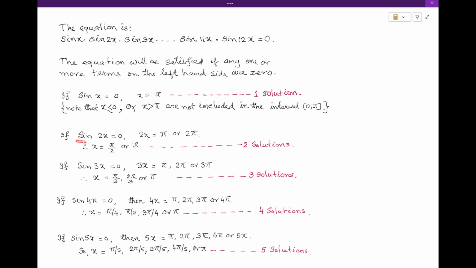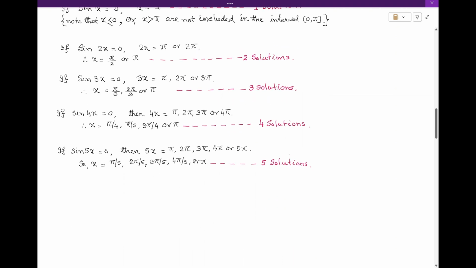If sin 2x is equal to 0, then 2x is equal to pi or 2 pi. Therefore, x is equal to pi by 2 or pi. This gives us two solutions. Similarly, if sin 3x is equal to 0, then 3x could be pi, 2 pi or 3 pi, giving x is equal to pi by 3 or 2 pi by 3 or pi respectively. And these give us three solutions.